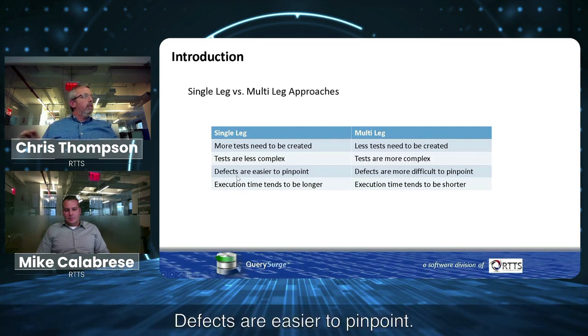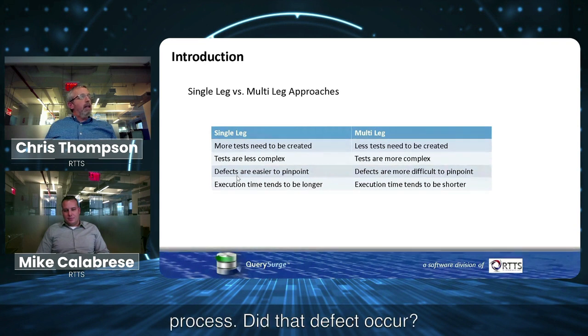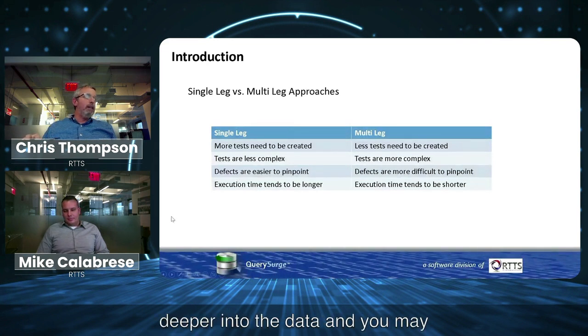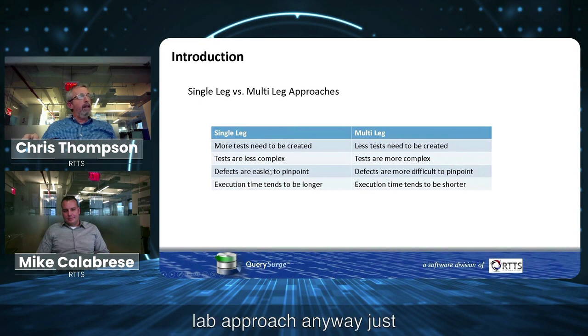Defects are easier to pinpoint. You can imagine in the multi-leg approach, if there are 6 or 7 legs that occur and you're testing them all in one go, and you find a defect or an error or a bug, where in that 6 or 7 leg process did that defect occur? It's more difficult. You have to dive a little deeper into the data, and you may end up having to create tests for the single leg approach anyway, just to find that defect.